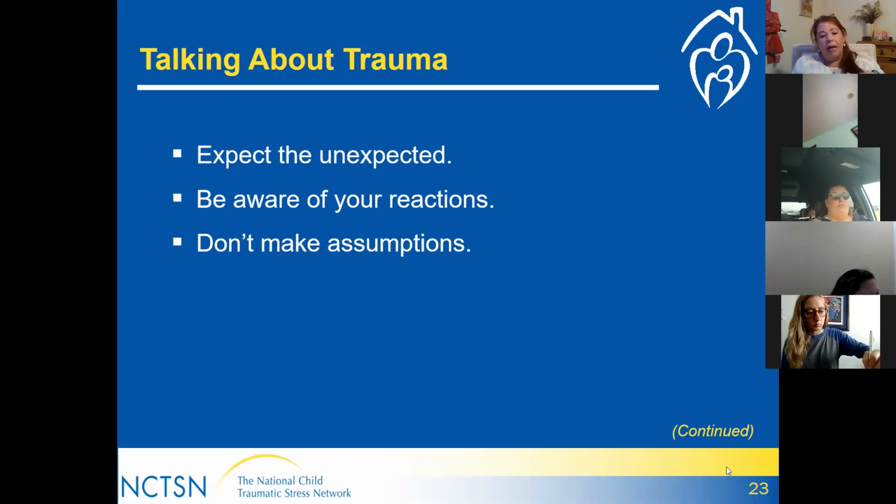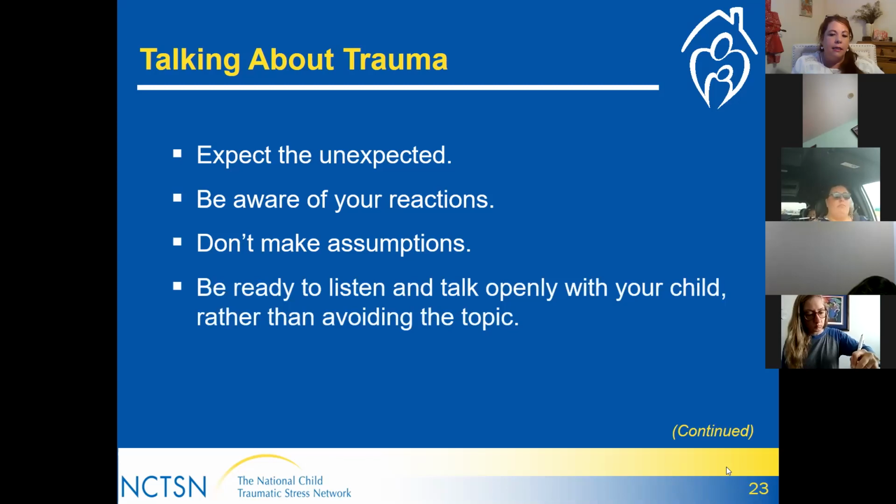Now we know that as adults, but maybe they don't see that. So don't make your adult views their views. Don't make those assumptions. And be ready to listen and talk openly with your child rather than avoiding the topic.